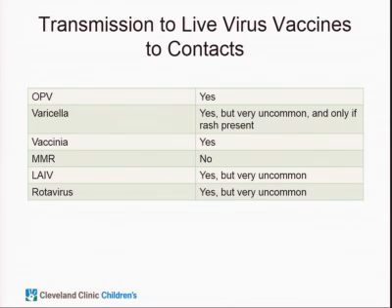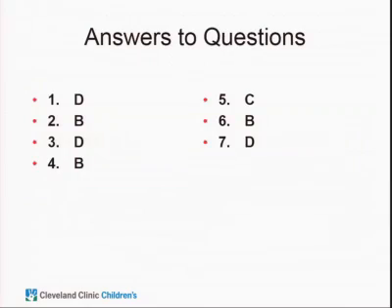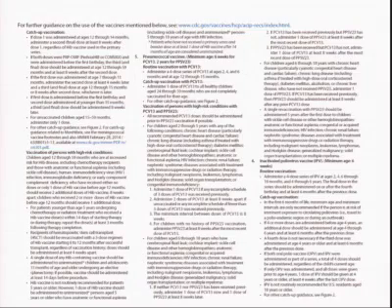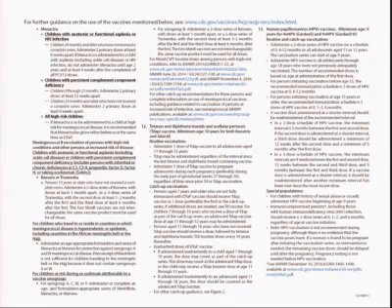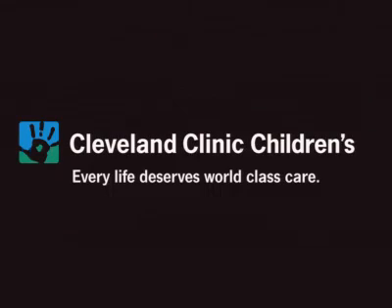Vaccinia, yes. MMR, no. Live attenuated influenza vaccine, yes, but very uncommon, so you only have to take precaution if the contact is a bone marrow transplant patient in an isolated environment. And rotavirus, yes, but also appears to be very uncommon, and we don't generally take any precautions in that situation. Okay, very good. I've included all the footnotes to the immunization schedule, just in case.